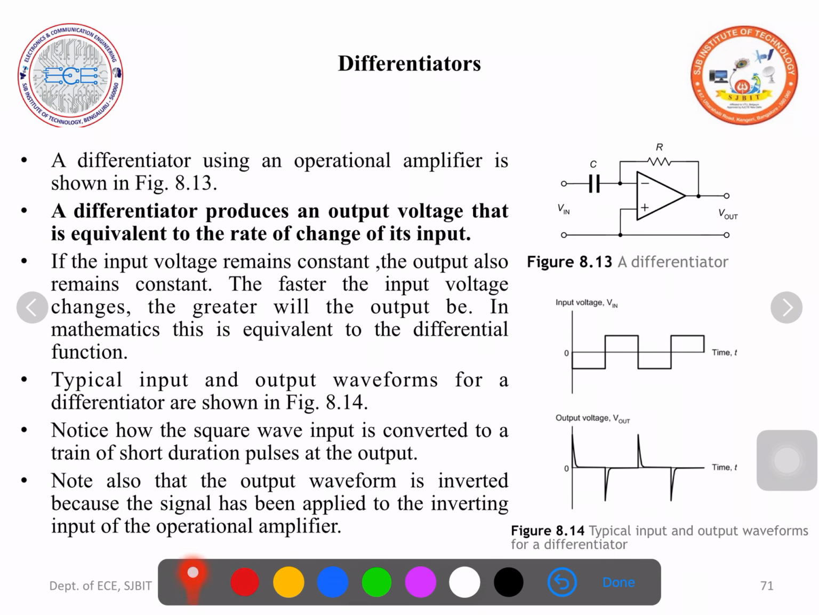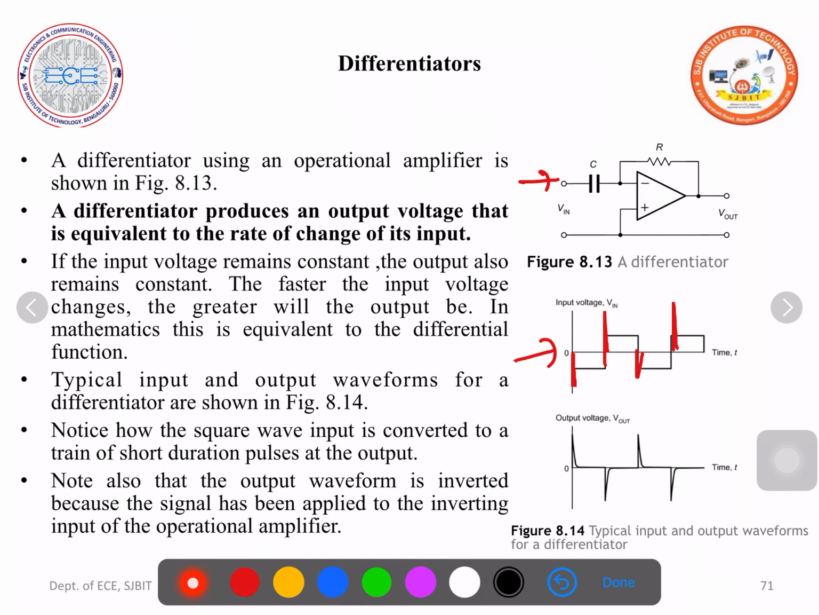Now, here the voltage changes from 0 to negative. Here we will get a spike, a negative spike. Here the voltage is changing from negative to positive, so a positive spike. Here a negative spike, here a positive spike, something like this.